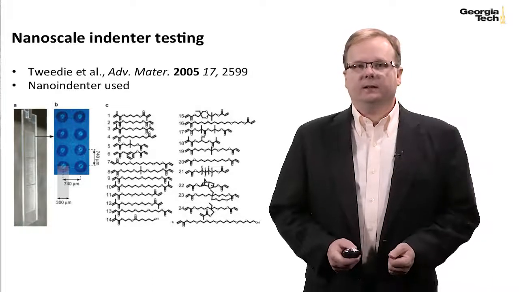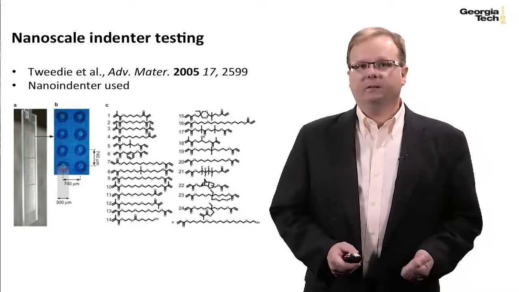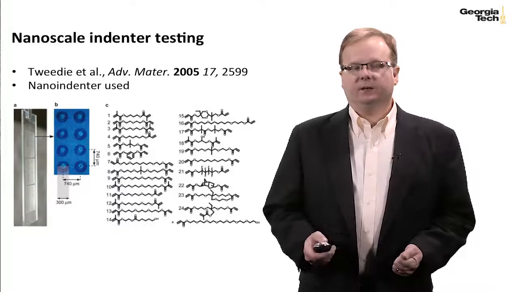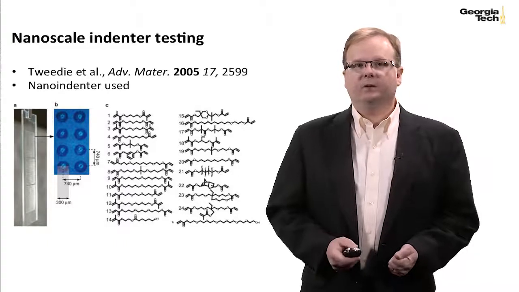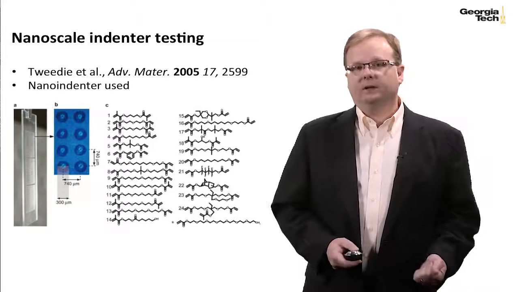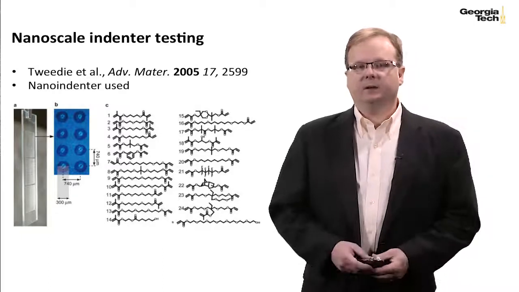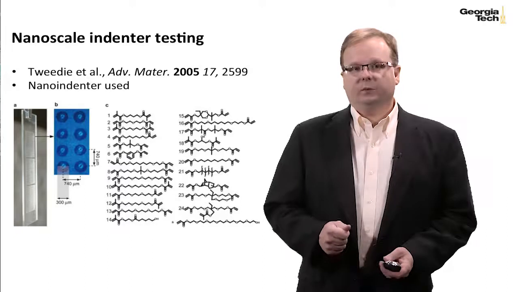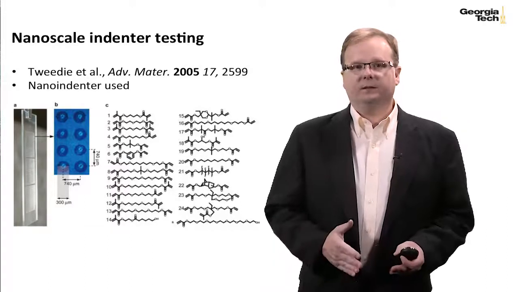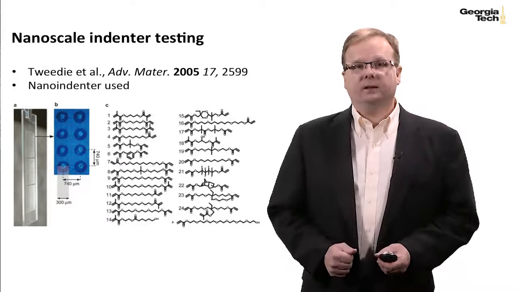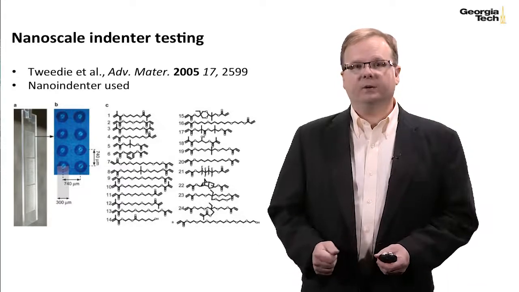This is actually the 24 by 24 array of diacrylate polymers that was examined by these authors, Tweedy and coworkers in Advanced Materials. Now we've looked at this library before, and the reason I keep coming back to it is because these authors wrote a series of papers where they described how different types of properties could be assayed on this type of microarrayed library.